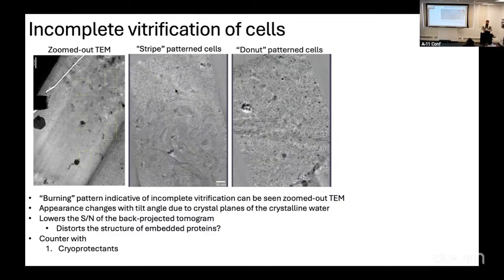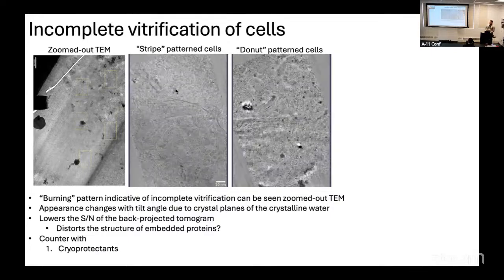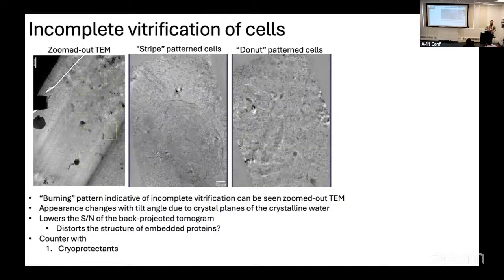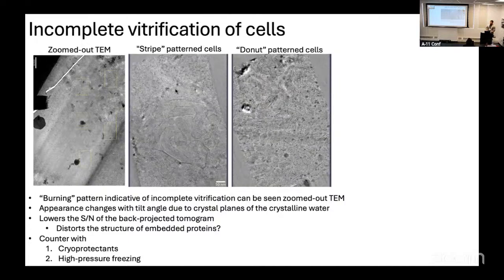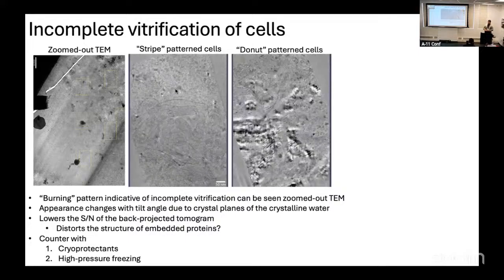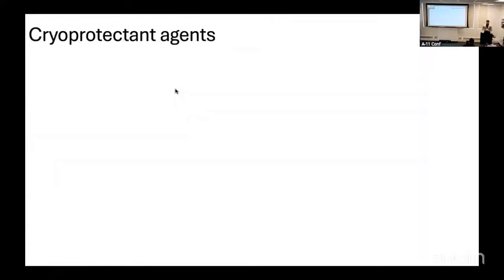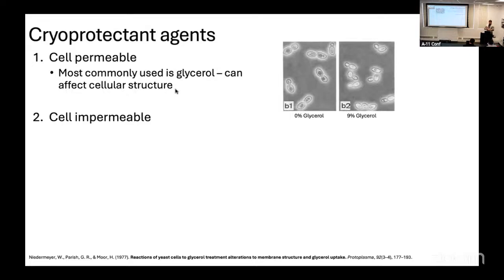And like I said, you can counter with cryoprotectants, which would prevent the formation of crystalline ice, and also with high pressure freezing, which I'll talk about. So cryoprotective agents, there's two types of cryoprotectants: cell permeable and cell impermeable. Cell permeable, obviously, is going to be the best for preserving structure, but most commonly used is glycerol, and it can affect the cellular structure.